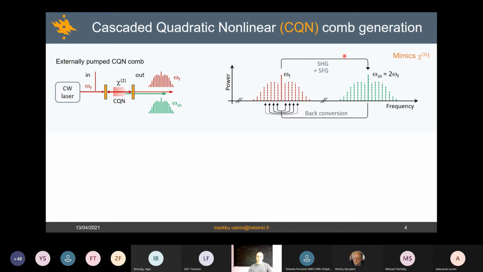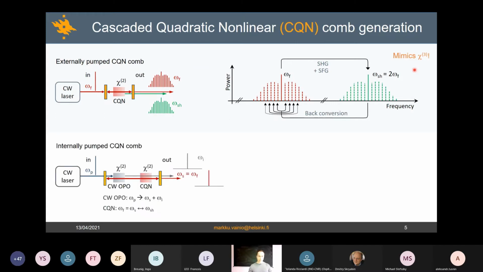And this is, of course, from our Chi2 point of view, the most intuitive way to explain this, but there are many other explanations as well. And as it's well known, these cascaded quadratic processes very well mimic Chi3 processes. And in that sense, it's not too surprising that what we see is very similar to Chi3 microresonators.